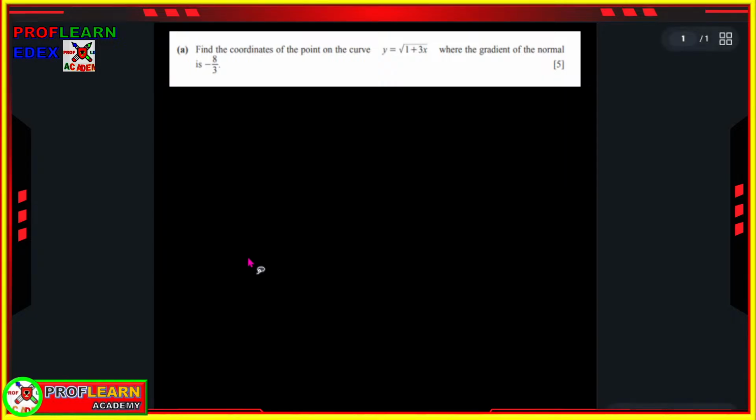Now we need to find the coordinates of the point where the curve y equals root of 1 plus 3x has the gradient of the normal as given. So first, in order to work out this, if you can hear me, write in the comment section that you can hear me loud and clear. So the first thing we need to do is to write dy/dx in this case.